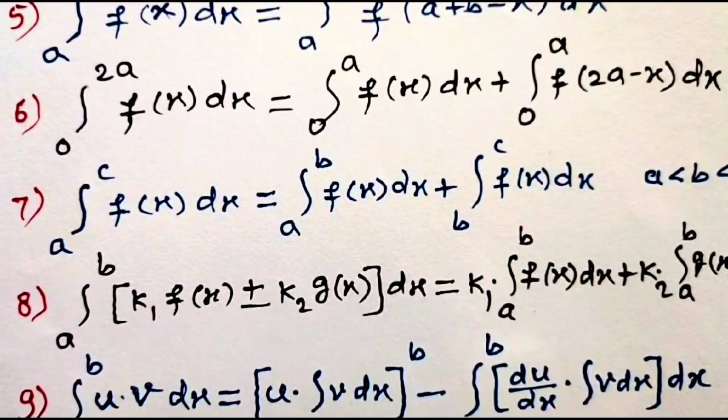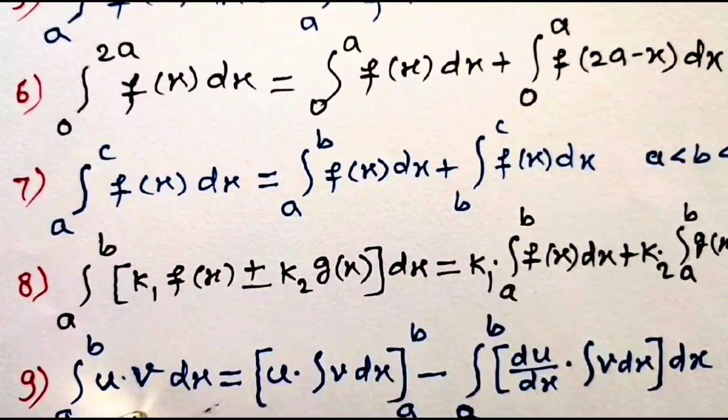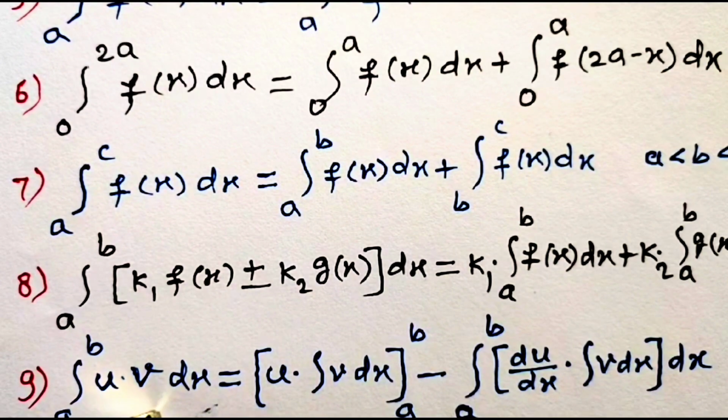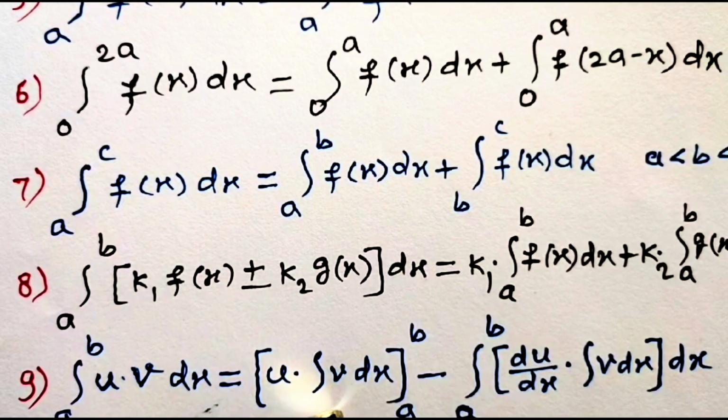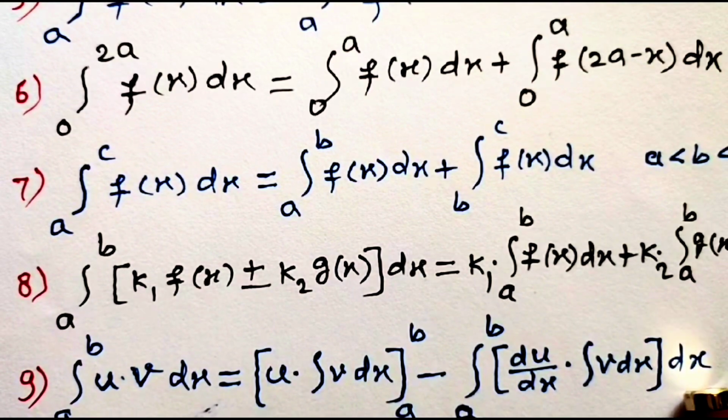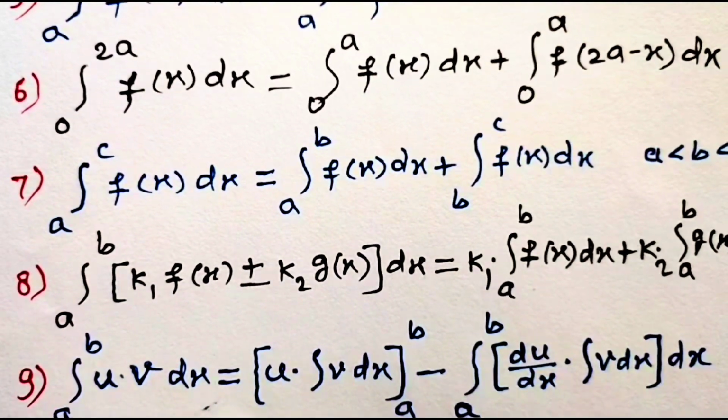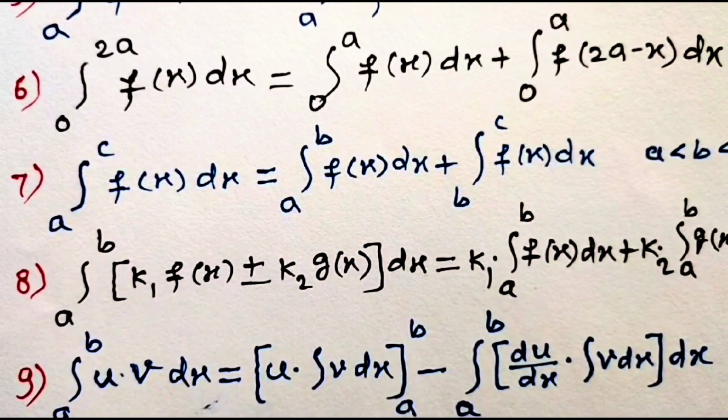And now property number 9, this is the by parts method. Here u and v are different functions, chosen using the LIATE rule. Integral from a to b of u into v with respect to x is given by u into integral of v with respect to x, closed with lower limit and upper limit a and b, minus integral from a to b of the derivative of u with respect to x into integral of v with respect to x, again integrated with respect to x. These are properties of definite integrals which we have to remember to solve the problems.